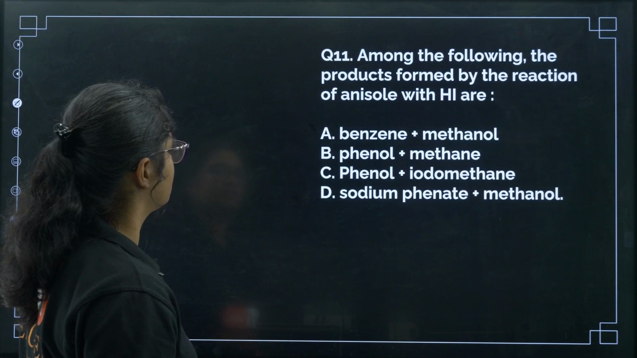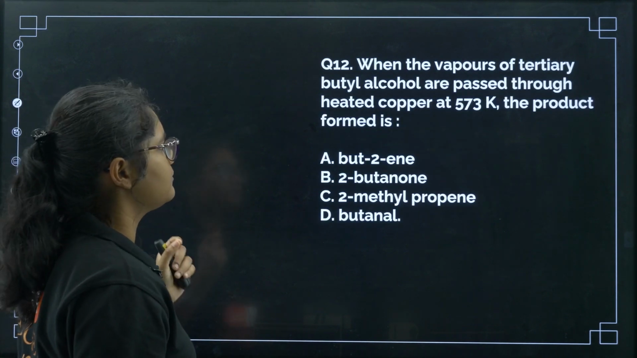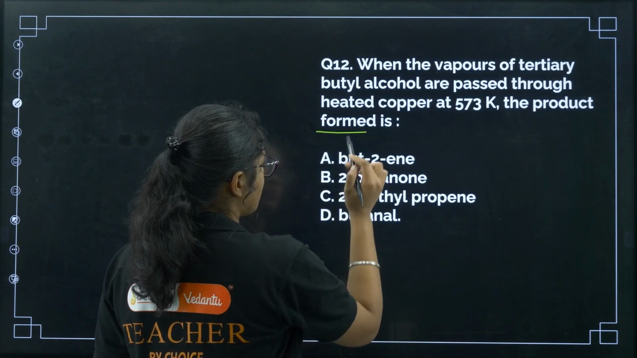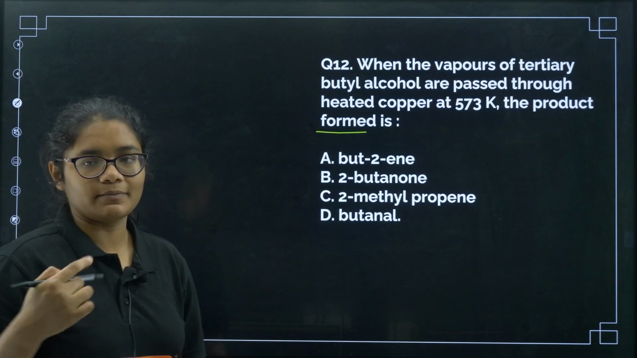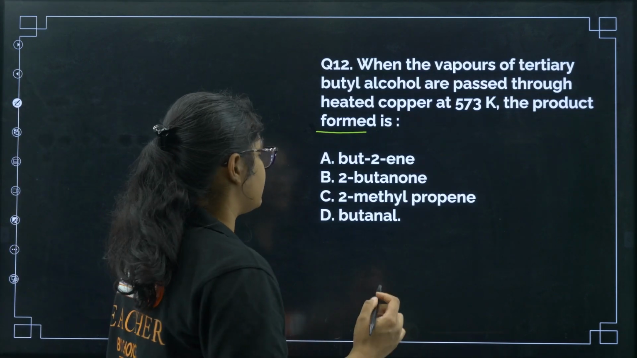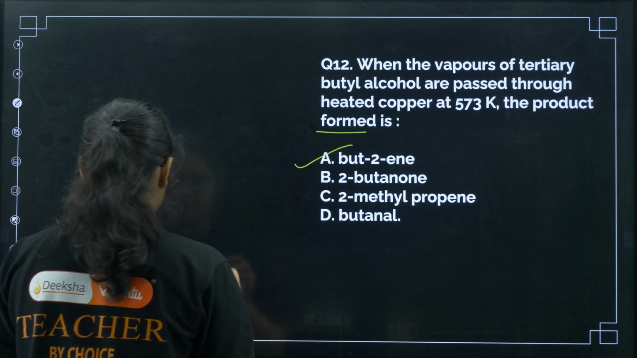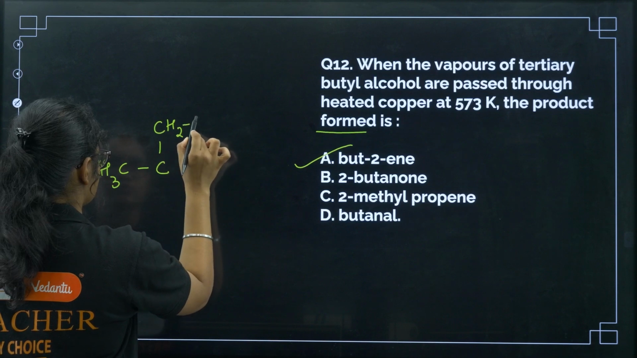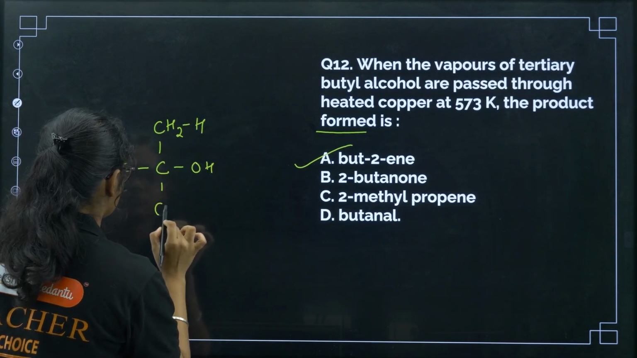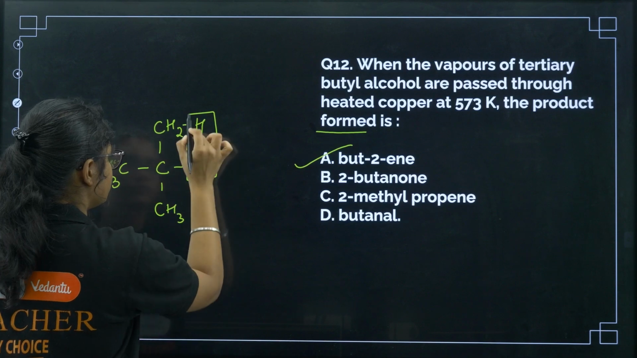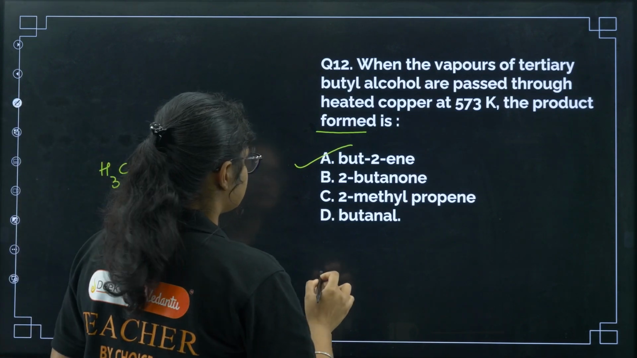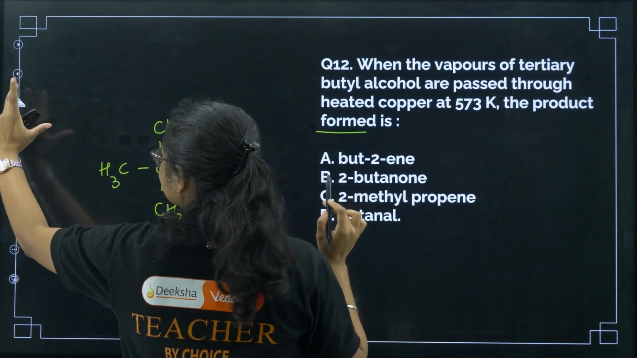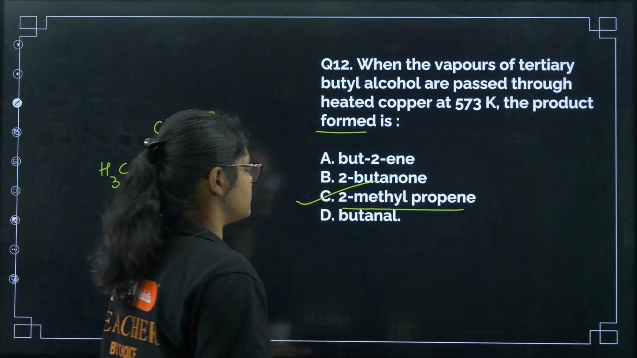When the vapors of tertiary butyl alcohol are passed through heated copper at 573 Kelvin, the product formed is... So tertiary alcohols, if you remember, at 573 Kelvin will give you alkene, and that is why the product formed here will be butene. So if you see tertiary butyl alcohol, CH3, I am writing it like this so that I can show you the dehydration process. This part is removed and here a double bond will come. So sorry, this one will give you 2-methyl propene, so 2-methyl propene will be the correct answer, option number C.